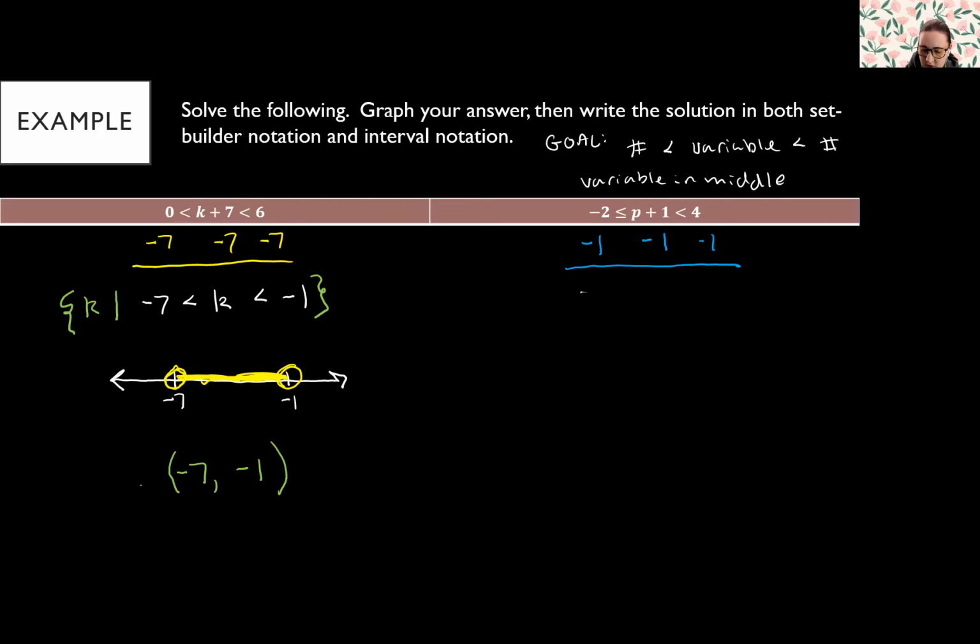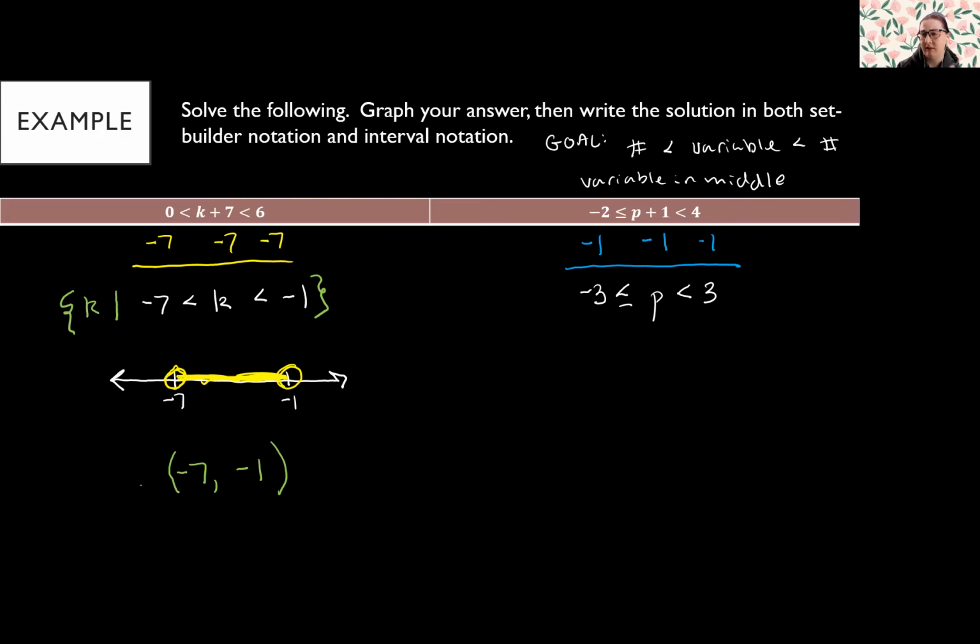So -2 minus 1 is -3. Then I have a less than or equal to sign. I have my P, then I have my less than, and then 4 minus 1 is 3. And so after you solve, you make sure that your smallest number is on the left and the biggest number is on the right. So that is correct, as -3 is smaller than 3. And so this reads as -3 is less than or equal to P, which is less than 3. Or if you read it in two separate pieces, you have P is greater than or equal to -3, and it's less than 3. So it's in between those two numbers.